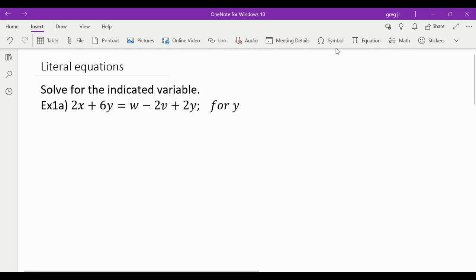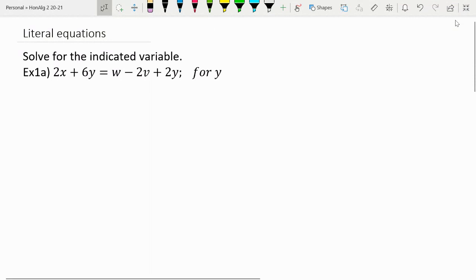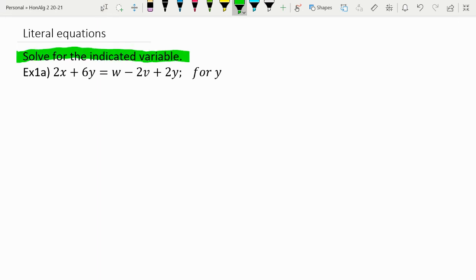Okay, guys. Today what we're going to be working on, we've been solving equations. Now what we're going to be working on is what they call literal equations. So you look at this thing and there's a whole bunch of letters here. That's telling us to make sure that we solve for the indicated variable.